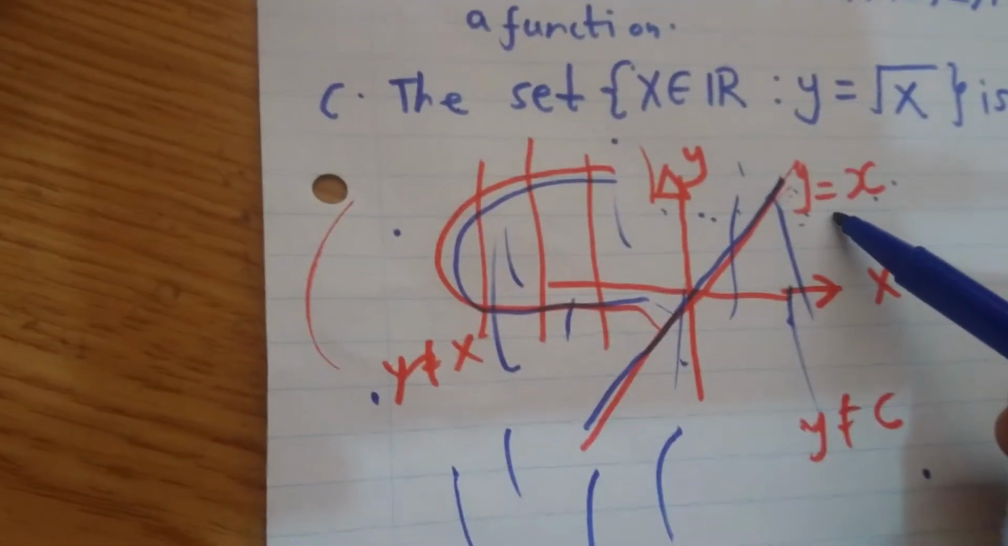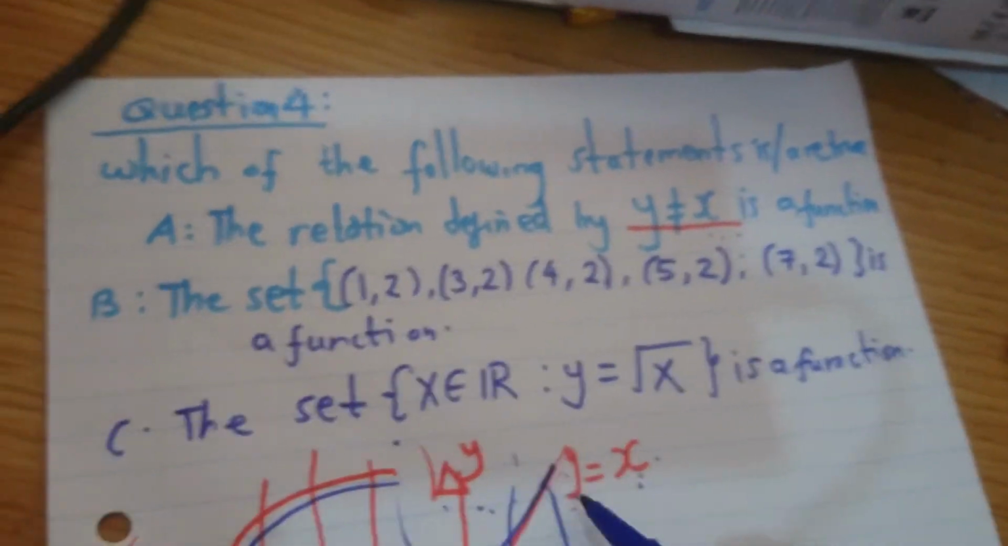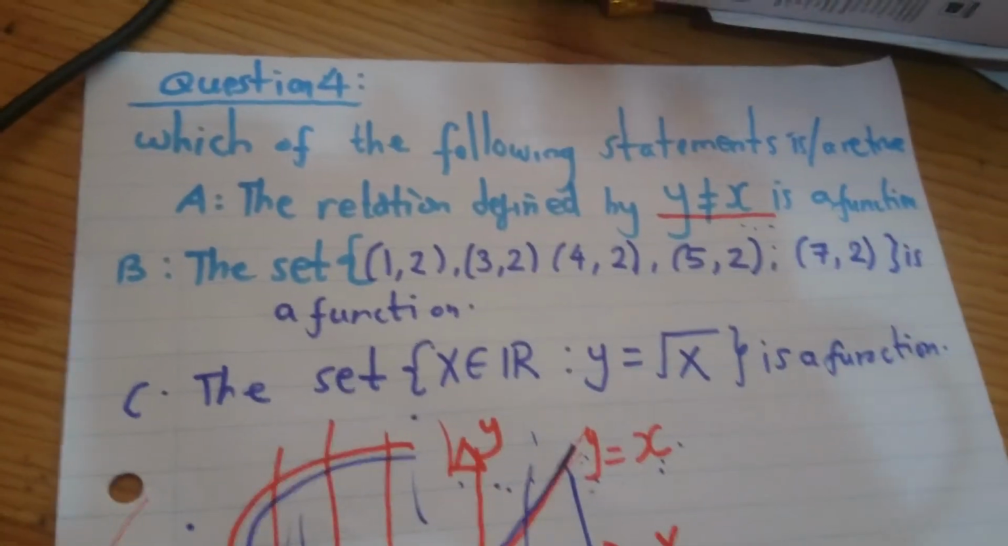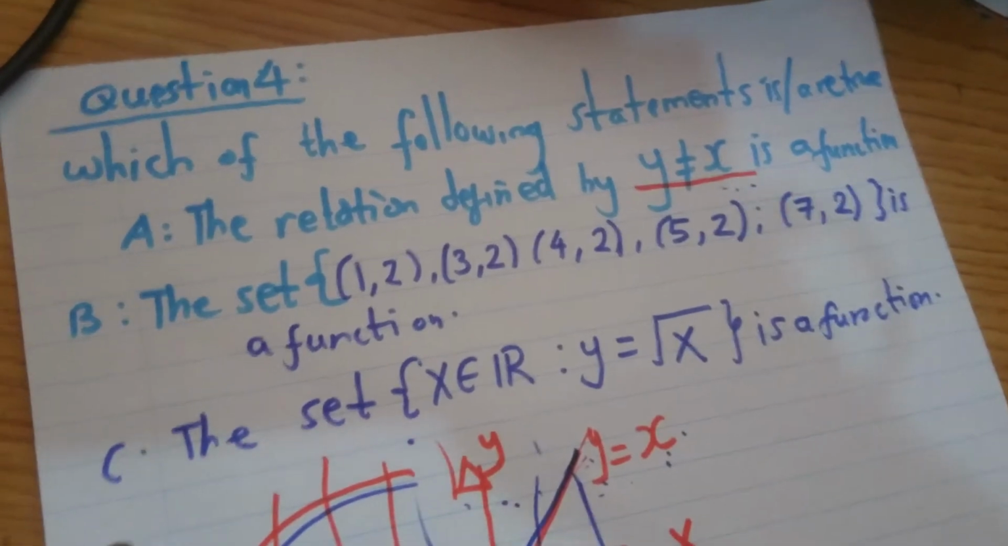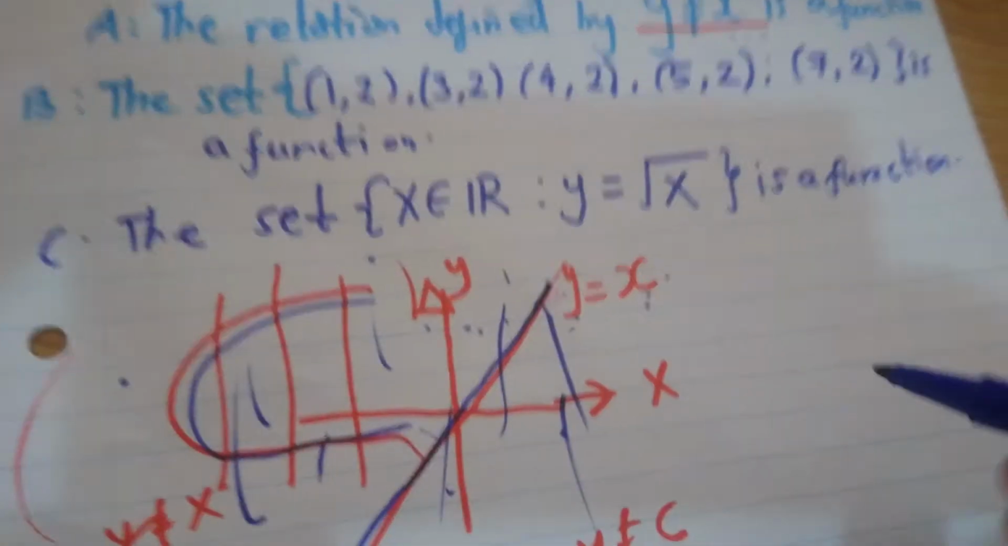Because this is y equal to x, which is a function, but they say y is not equal to x, it means it's not a function. So according to the option there, the relationship defined by y is not equal to x is a function. I say no, it's not true. So that's false. A is false.